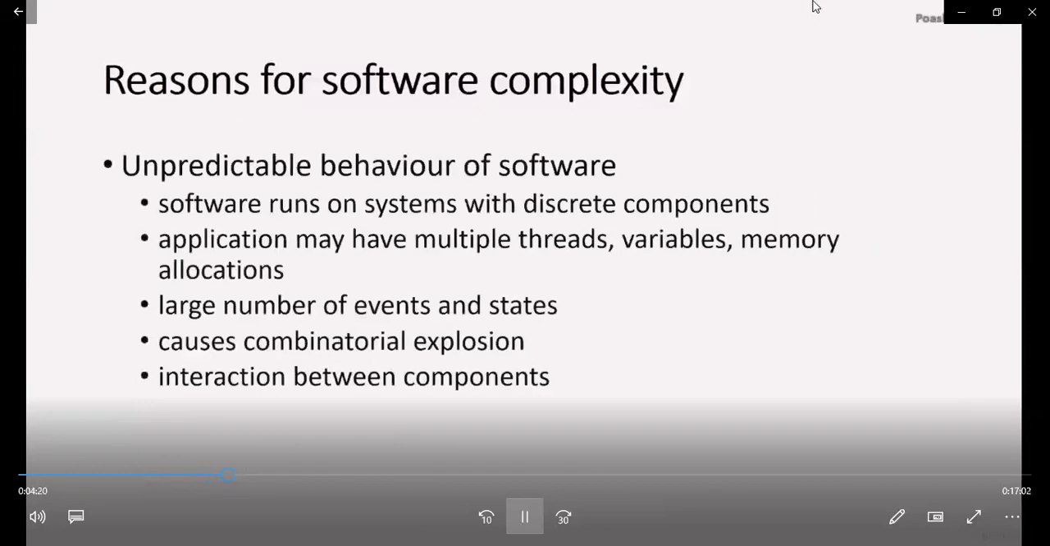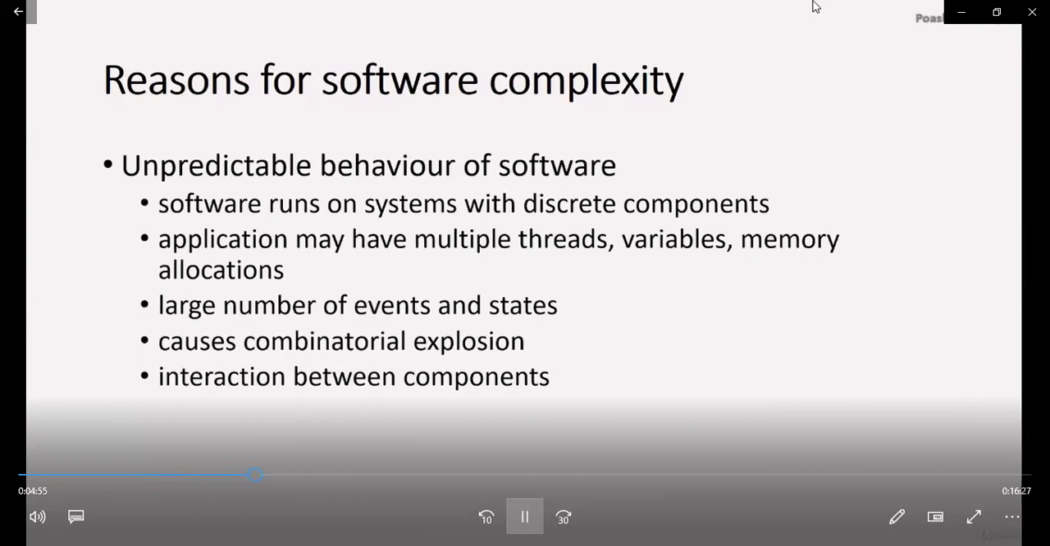The other reason for the complexity of the software is the unpredictable behavior of the software when it is running on the computer system. So the software runs on a system which has thousands of discrete components, and these components have their own discrete states. And when the application is running on such a system, it may have multiple threads running at the same time. Thousands of variables may be allocated on the stack or the heap, and therefore this will lead to a large number of events and states in the application.